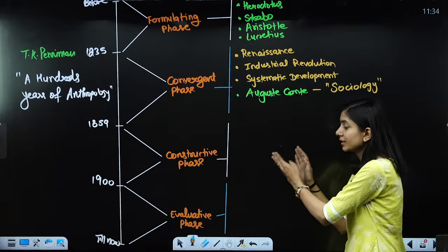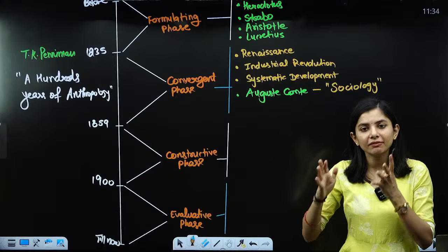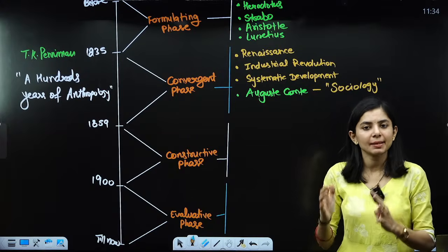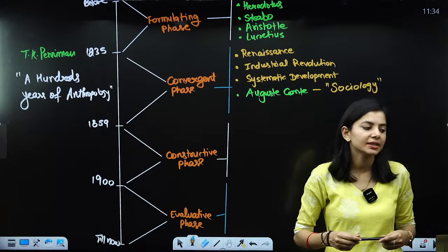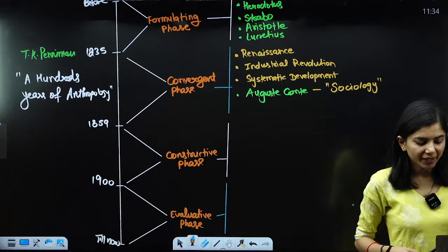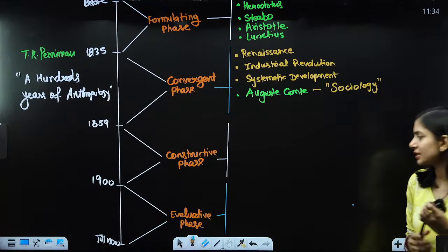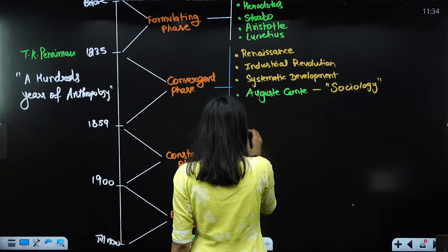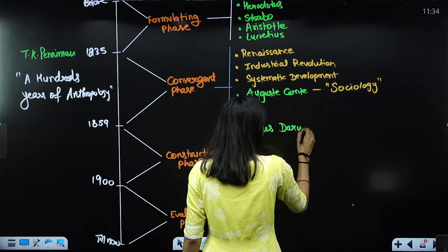Here is the part, the constructive phase, where we actually started developing anthropology, started constructing it as a separate field. Or I can say the constructive phase is the one where we can say that this is anthropology. Fine. So in the constructive phase, there was one person whose name was Charles Darwin. I hope you must be aware of his name, Charles Darwin. Anji, have you heard his name?